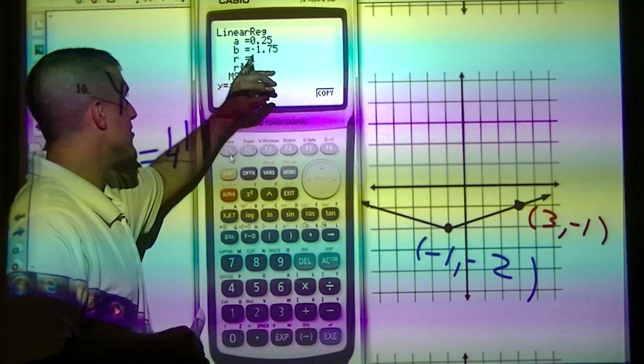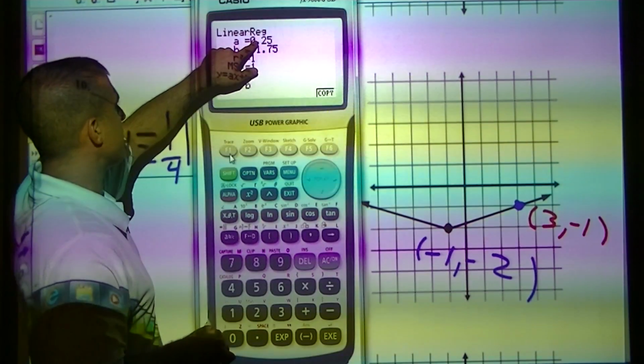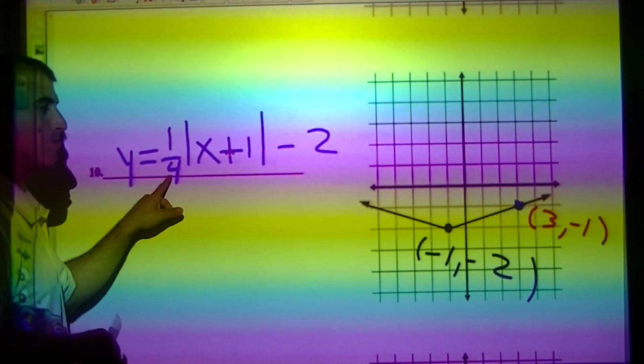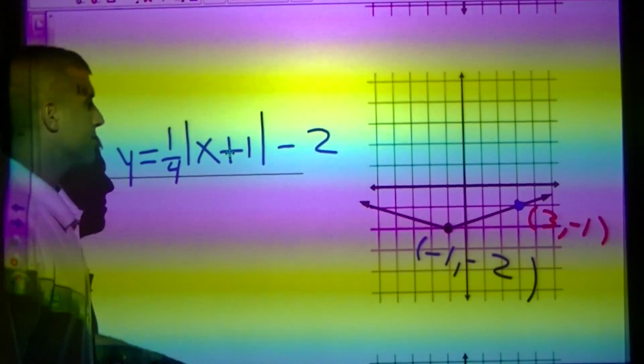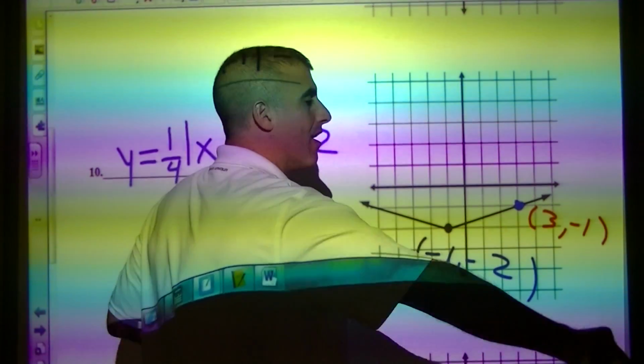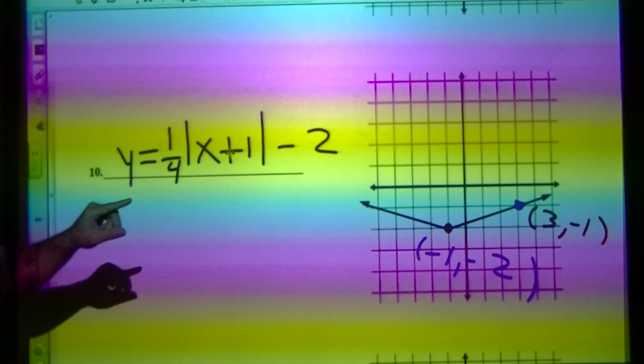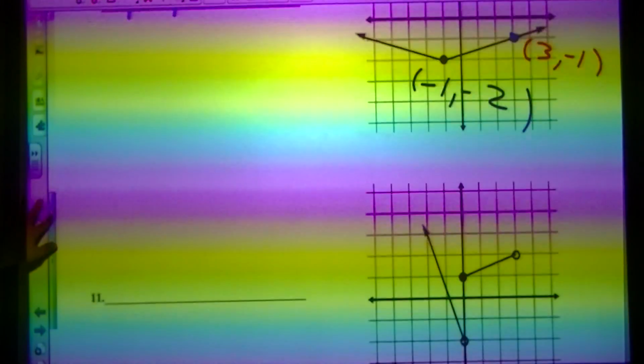Now here, all we care about is the slope. We don't care about the y-intercept. It's 1/4 or 0.25. Now you got to be careful. You got to look. If this is going up, that's going to be positive. If it would have gone down, regardless of what it gives me for the slope, I would have put a negative there. So 1/4 is the answer.